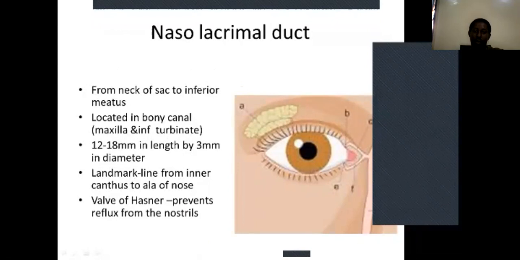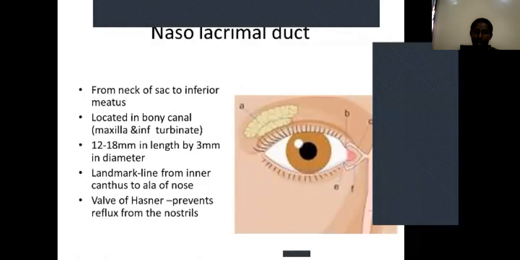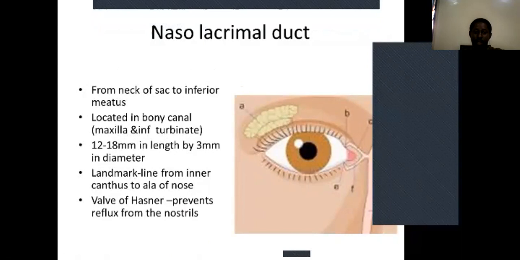Now, it measures about 12 to 18 millimeters in length and 3 mm in diameter. The landmark is from the inner canthus, the medial canthus, a line from the medial canthus to the ala of the nose, from the nostrils.